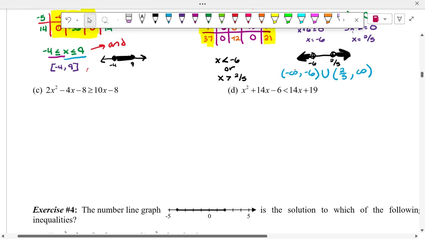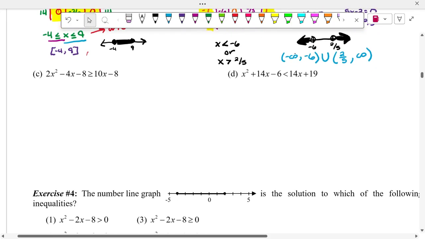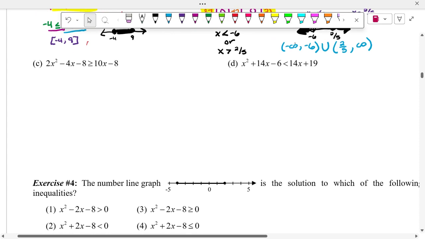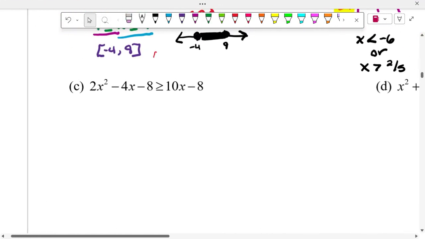I want you to try C and D on your own. So, in other words, do you want me to do one of them and then have you try the other one? I'll do C. All right, so let's do C real quick together.